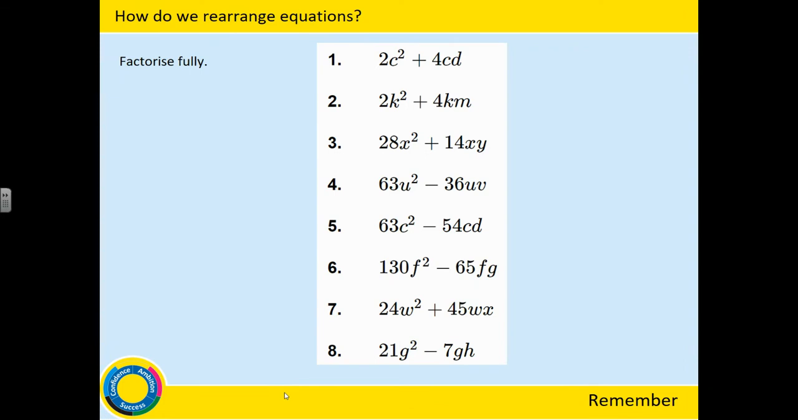Just as your starter, I'd like you to factorize the following 8 questions fully, okay? Remember, that means you're dividing out the highest common factor. I always start with the highest common factor for the numbers, and then for the letters, and then factorize. Okay, so please pause, have a go, and then we'll go through the solutions.